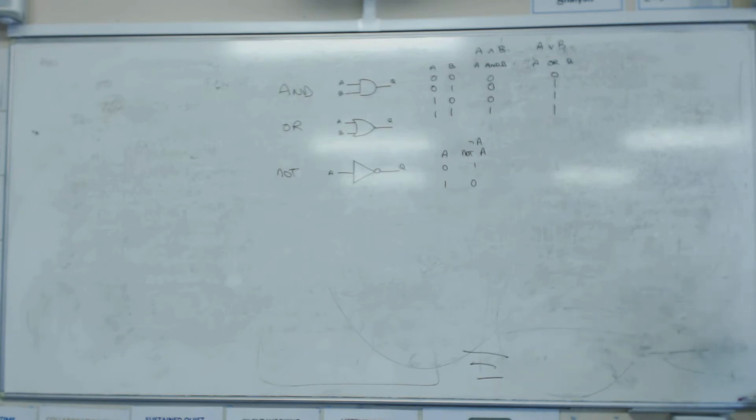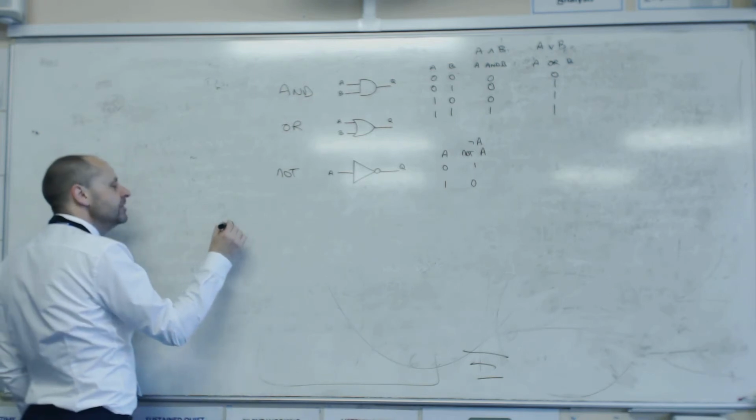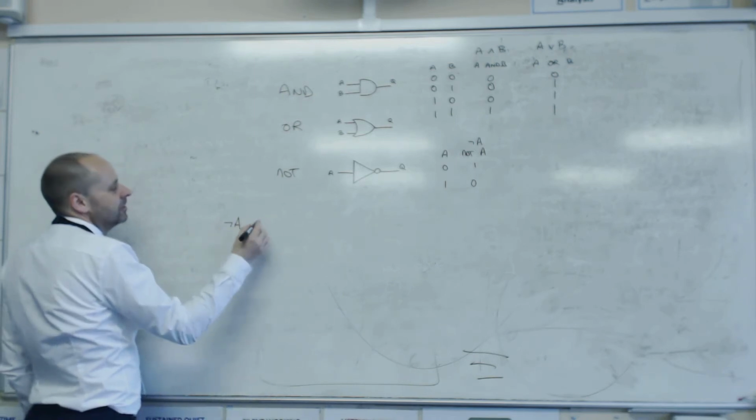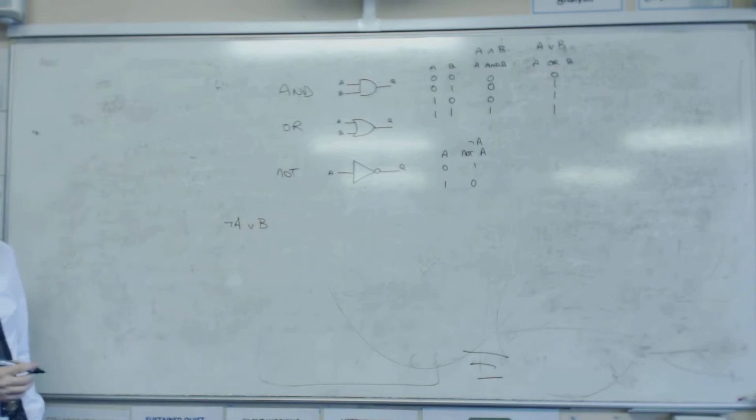So the only other thing you've got to be able to do is look at a circuit diagram and write down what the logic is, or take some logic and write it as a circuit diagram. So you might get something like this. So you might have NOT A OR B. And they'll say, right, okay, draw the logic circuit for that.